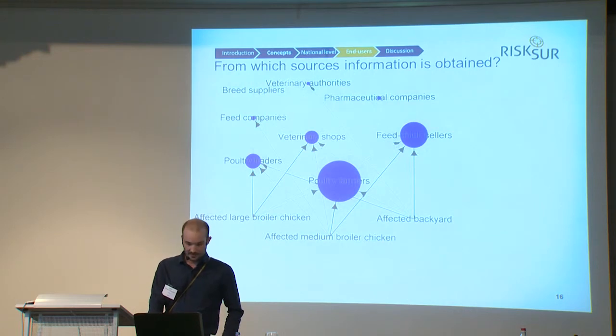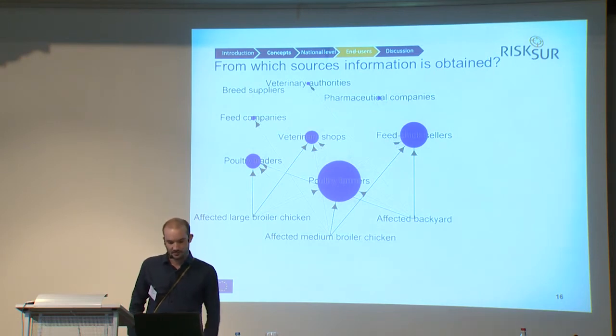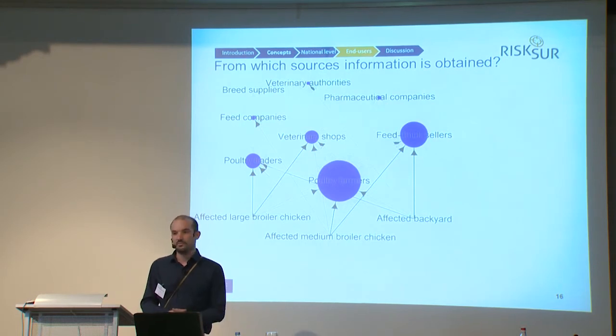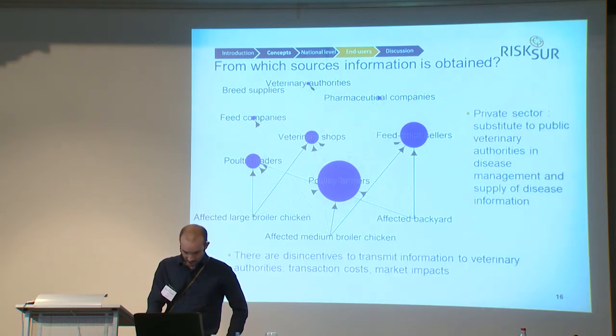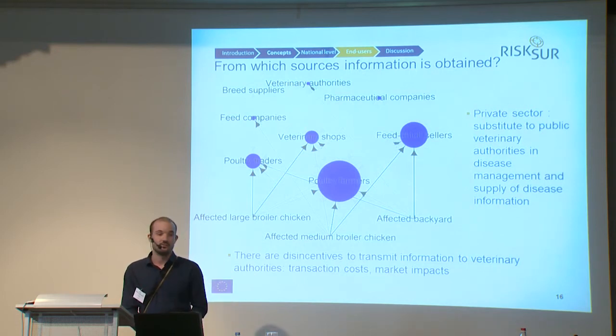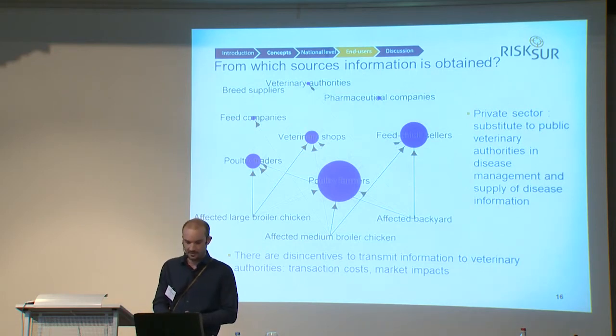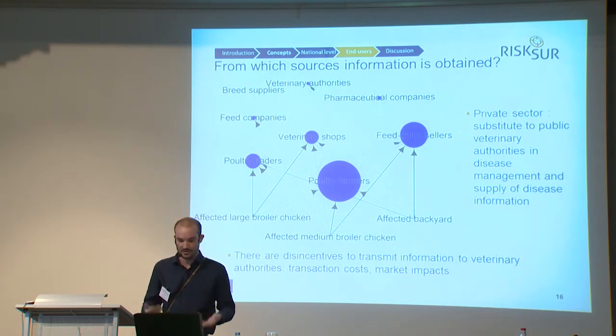And we saw that poultry farmers received their information from private actors, and that the most central actors in information spread were, as you can see a little bit on this diagram, poultry farmers, feed sellers, veterinary shops, poultry traders. So a network of private actors that actually fulfilled these demands of information. And part of the reason for this result is that there is a strong disincentive to transmit information to veterinary authorities.